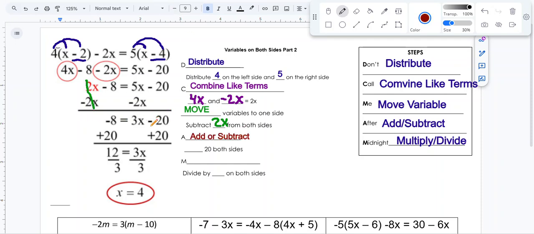Okay, so my next step is add or subtract, right? And I want to always do the thing that does not have a variable, right? So I have negative 8 equals 3x minus 20. So I'm going to work on this side because this is where my variable is.